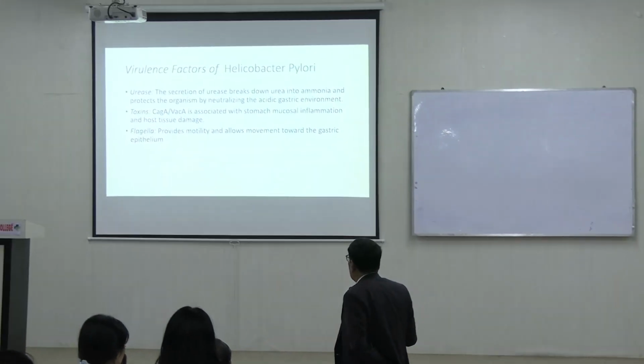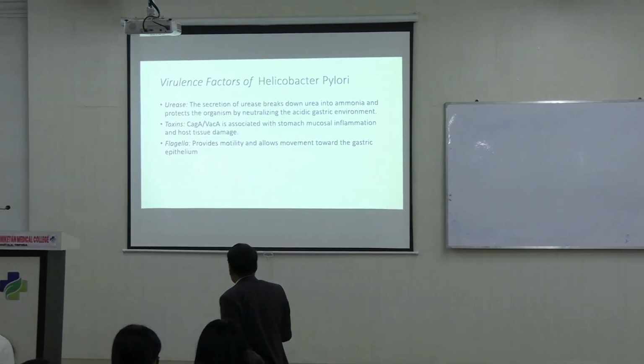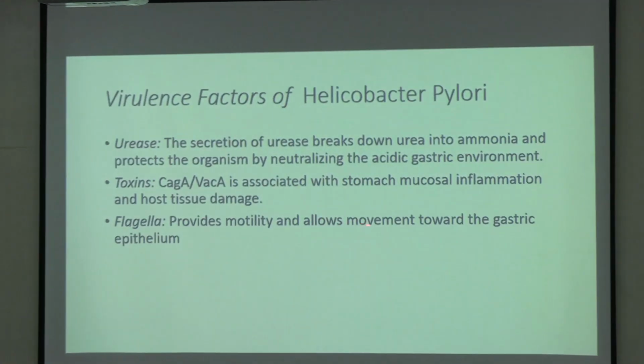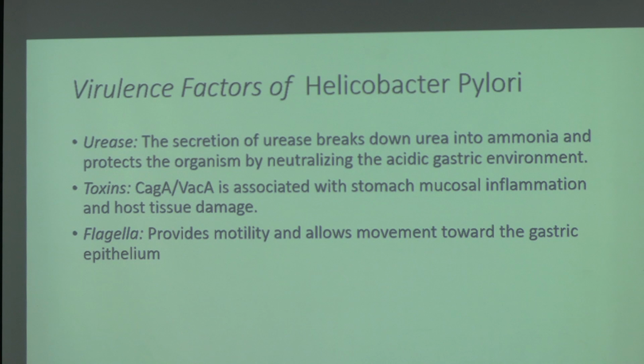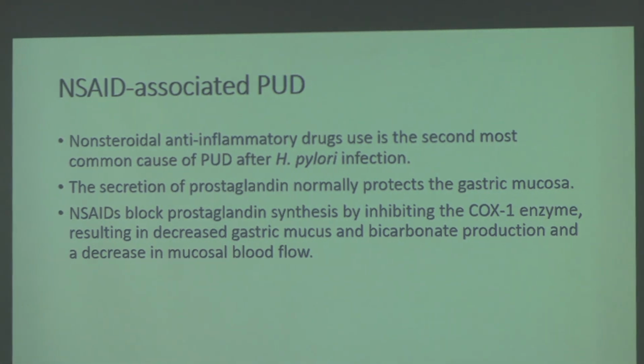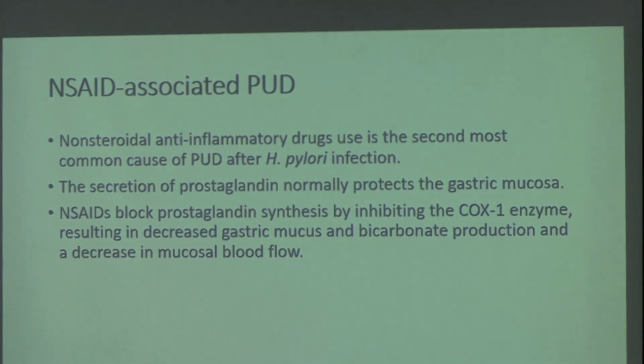Alright. So regarding virulence, the urease test you can do. You can do the toxins. Flagella provides motility and allows movement toward the gastric epithelium. Some tests you have to do. Urease test, urea breath test, stool antigen test, urine antigen test. You can do these for identification of H. pylori infections. Once it is identified, you have to eradicate. Otherwise, treatment is incomplete. Alright.